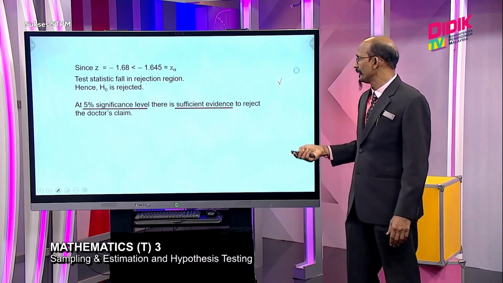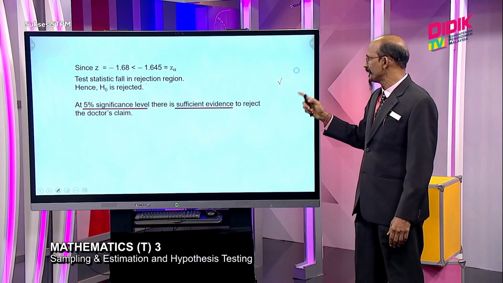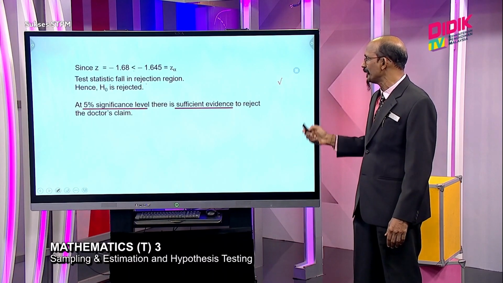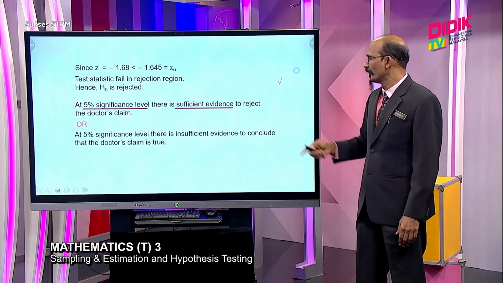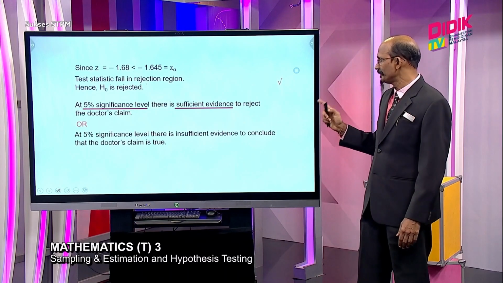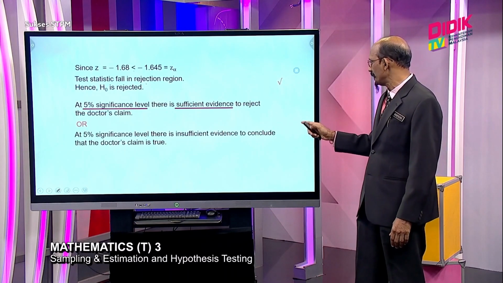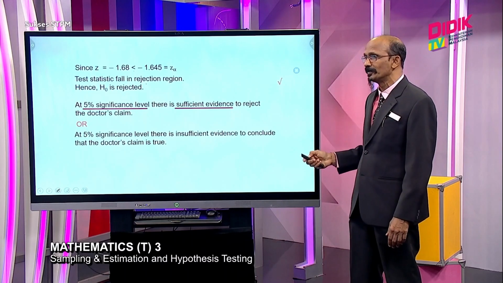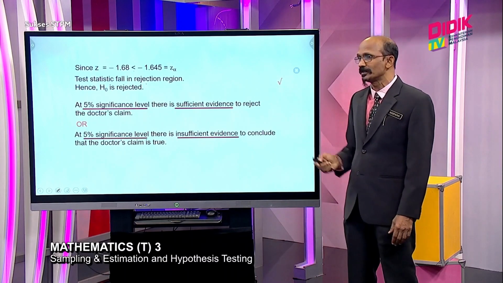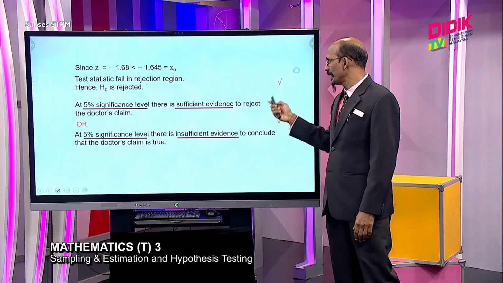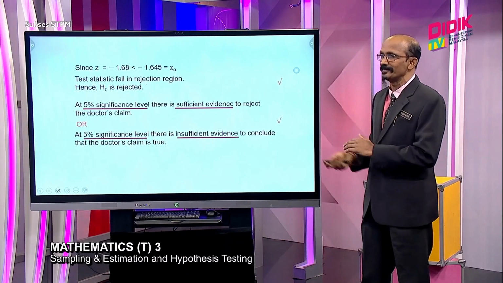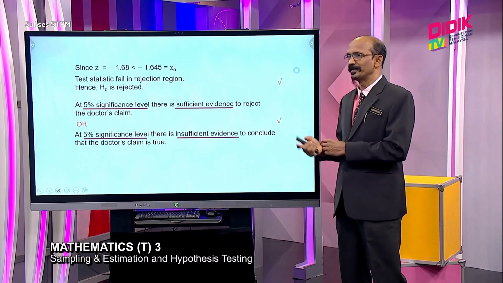Alright. So my conclusion is, at 5% significance level, there is sufficient evidence to reject the doctor's claim because H0 is rejected. Or you can write like this: at 5% significance level, there is insufficient evidence to conclude that the doctor's claim is true. Basically, we are rejecting the doctor's claim. So this is how you write the 6th step when you're answering an exam question. That's all, Sean, for this part.